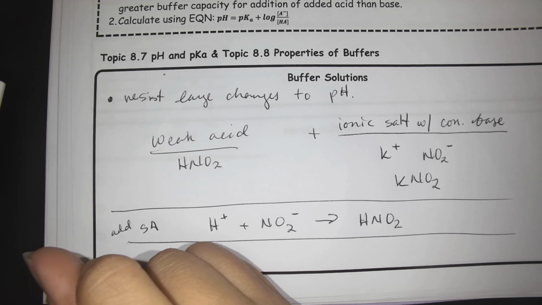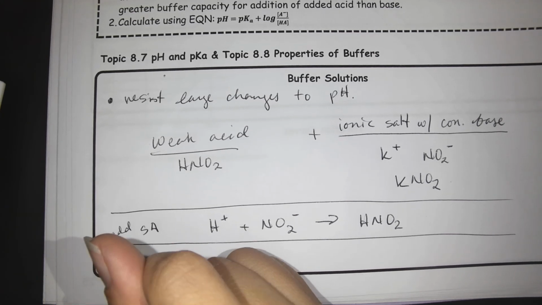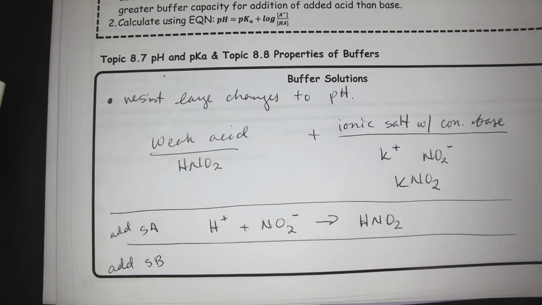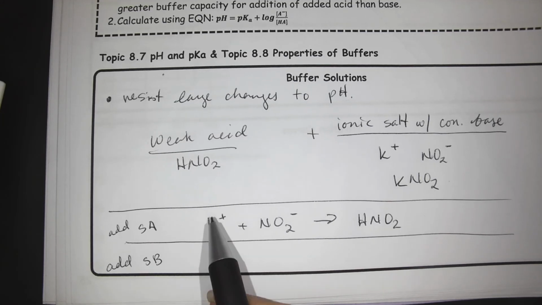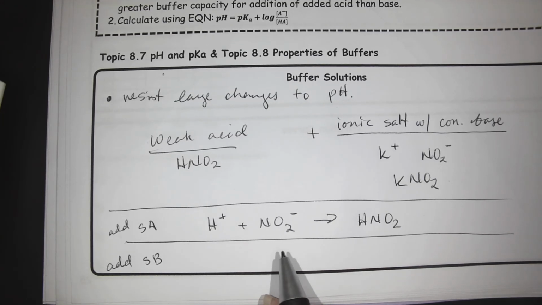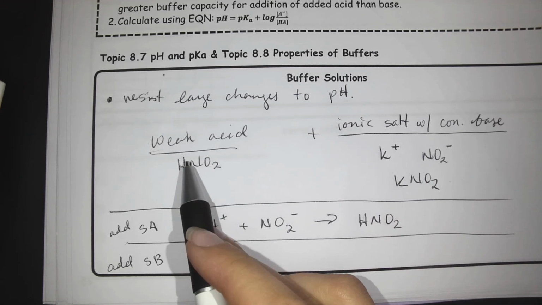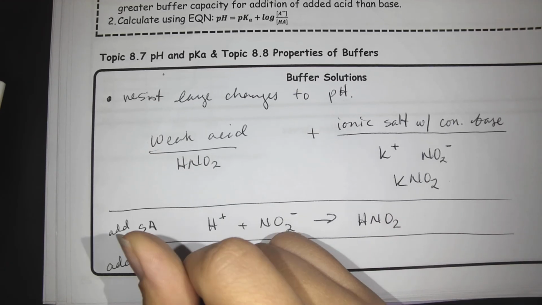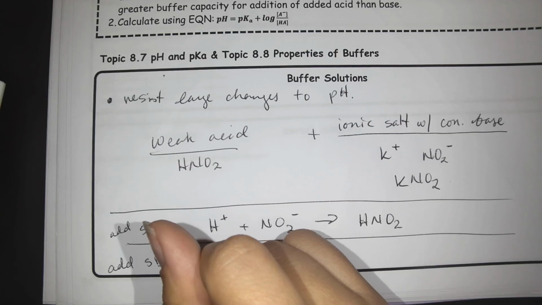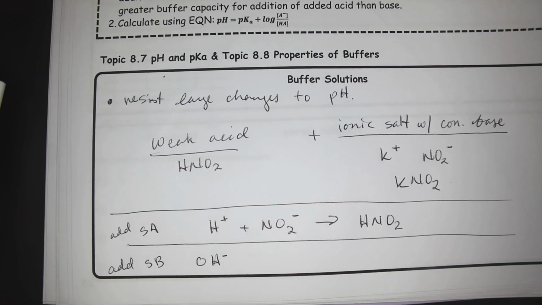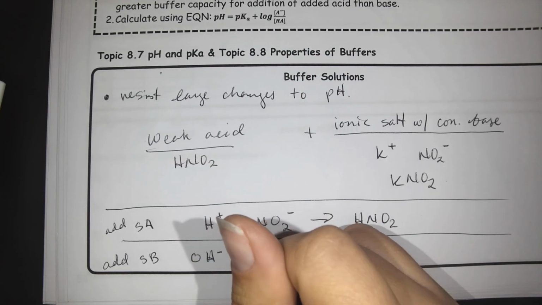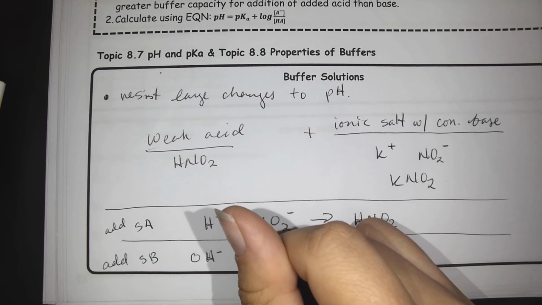But what if we add a strong base? Well, we know that if it's a strong base, what do you think the base is going to react with? Do you think it's going to react with the weak acid, or do you think it's going to react with the conjugate base? A base is probably going to react with the acid. So strong bases, they break apart, so it's just a bunch of OH minus floating around there. And it's going to react with the weak acid.